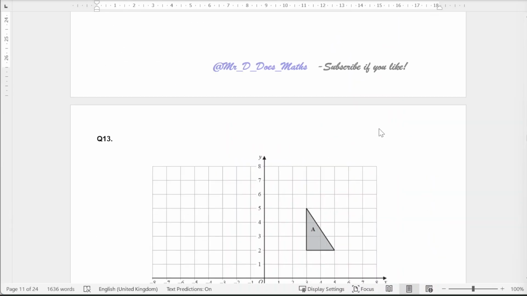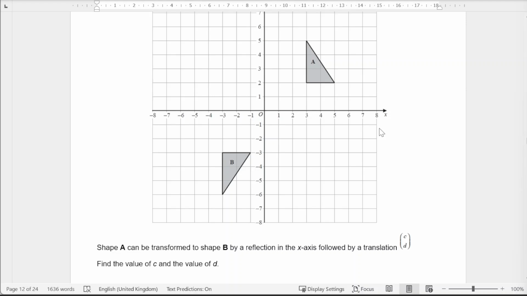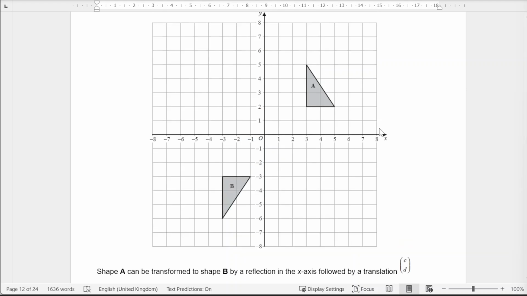Okay, question 13. Shape A can be transformed to shape B by a reflection in the x-axis followed by a translation of (C, D). Write down the value of C and the value of D. So I want to do a transformation of A. Identify the one that we're going to move. Then identify the line that we're reflecting it in, the x-axis. That's going to be this line here. So the reflection is going to take us down to here.